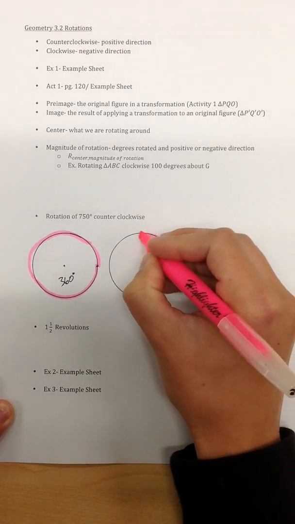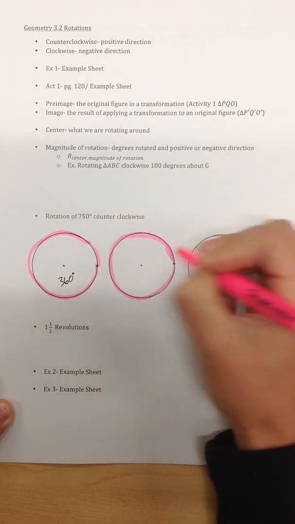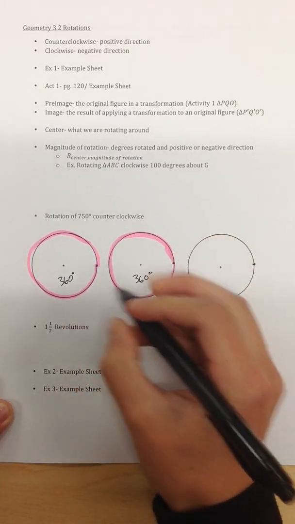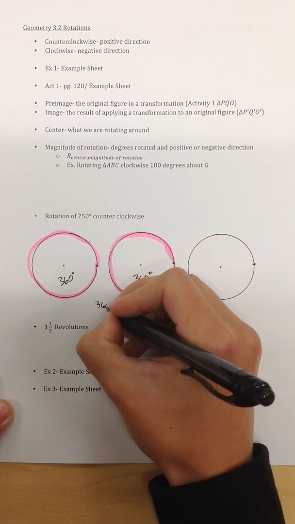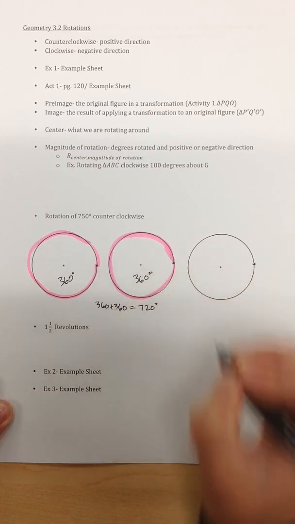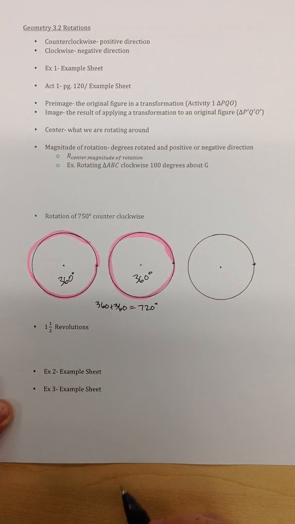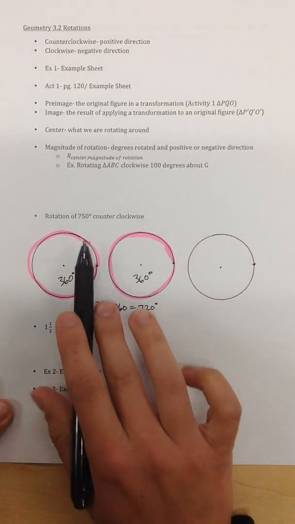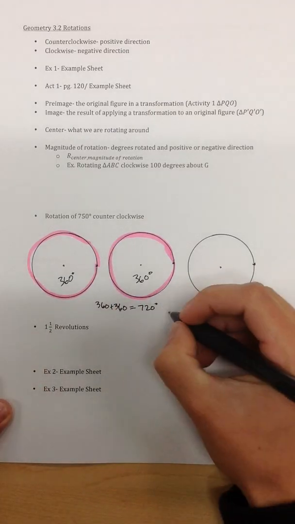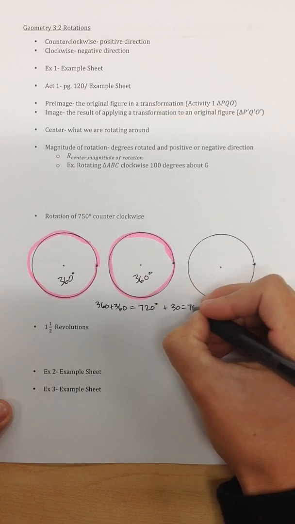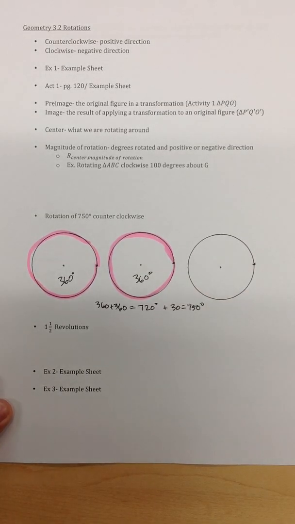If I do another full turn of 360 degrees, so 360 plus 360 is going to get me to 720 degrees, which is still not quite there. So if I'm at two full rotations, that would be 720. To get to 750, I need to go an additional 30 degrees, because 720 plus 30 gets me to my full 750 degrees. So I did two full rotations.